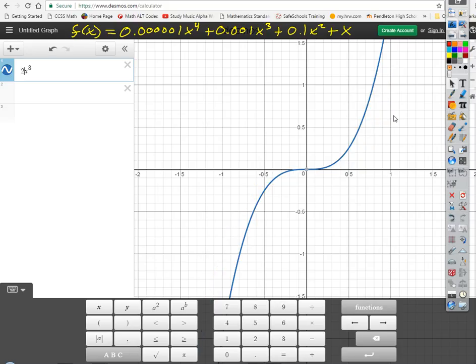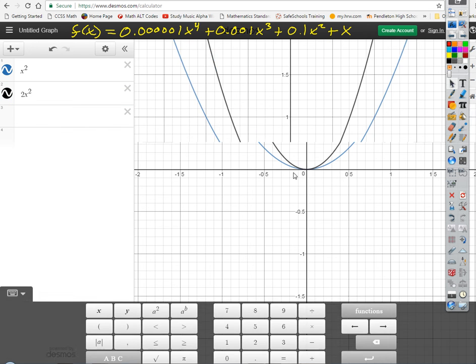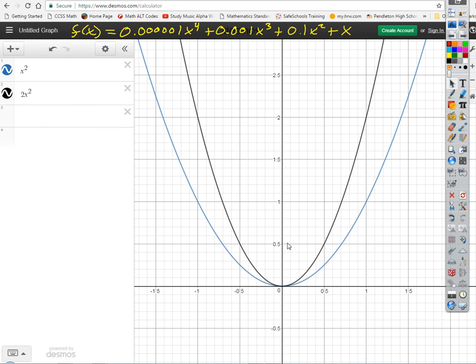Here, I'll just put, there's x cubed, and let's make it x squared, it's a little easier to see. So there's x squared. Here's 2x squared. What did it do? It stretched it vertically, didn't it?